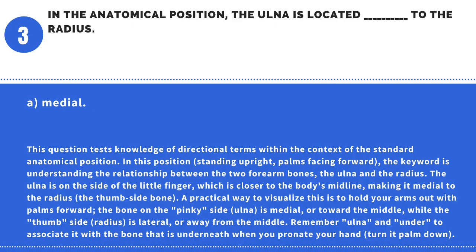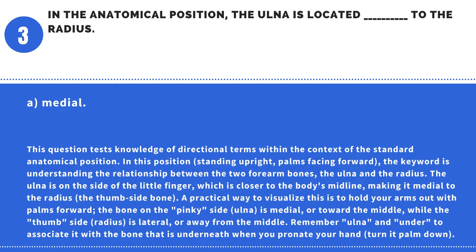Answer: A. Medial. This question tests knowledge of directional terms within the context of the standard anatomical position. In this position, standing upright, palms facing forward, the key word is understanding the relationship between the two forearm bones, the ulna and the radius. The ulna is on the side of the little finger, which is closer to the body's midline, making it medial to the radius, the thumb side bone.